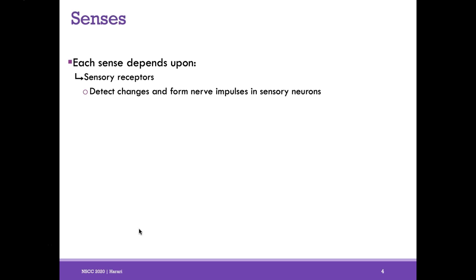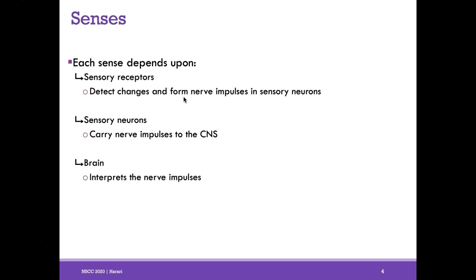And each sense depends mostly on the sensory receptor. So the sensory receptor is any structure that's specialized to detect a stimulus. So it detects a stimulus, it detects a change, and then it will form a nerve impulse in a sensory neuron. So a sensory neuron is a neuron that carries a nerve impulse to the CNS, right? We spoke about that in chapter 12, that sensory neurons are afferent. They carry nerve impulses to the CNS, including the brain. And the brain will then interpret that nerve impulse.